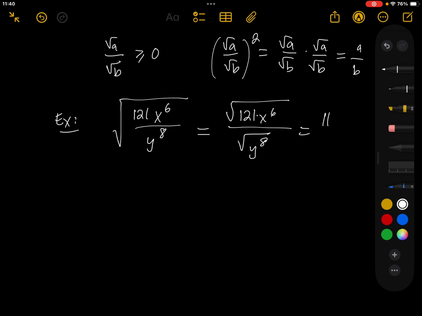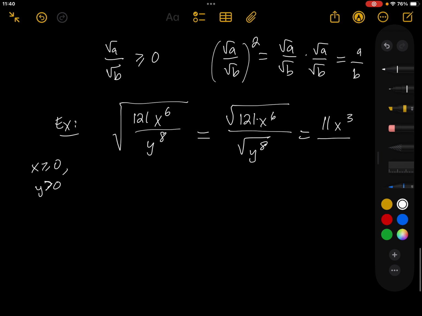11. And again, I'm assuming that x is greater than or equal to 0 and y is greater than 0. So I don't have any negatives. And what's the square root of x to the 6th power? That is x cubed, because x cubed times x cubed is x to the 6th power. What about the square root of y to the 8th power? That's equal to y to the 4th power. So this is my answer. This is my simplified form.